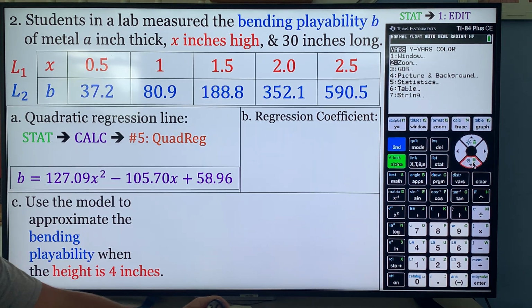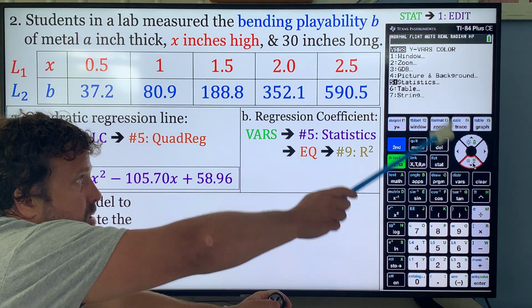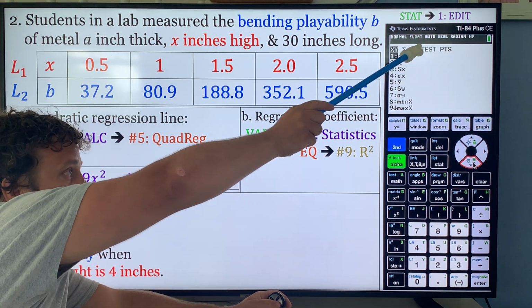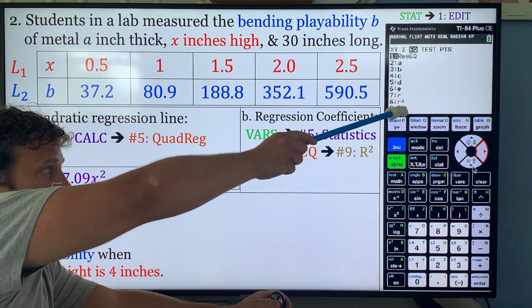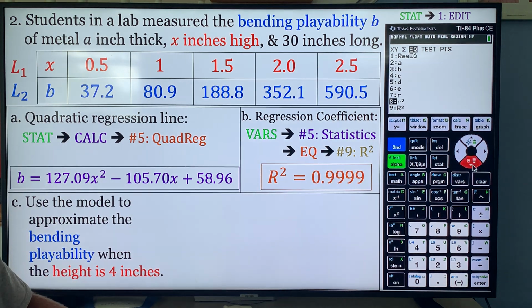Regression coefficient. Varies. Number 5. EQ, all the way down to number 9, which is big R squared, and you get 0.9999. I rounded the 8 up to a 9 because the 8 behind it is higher than 0. That is obviously 99.8%. All right, now next one.